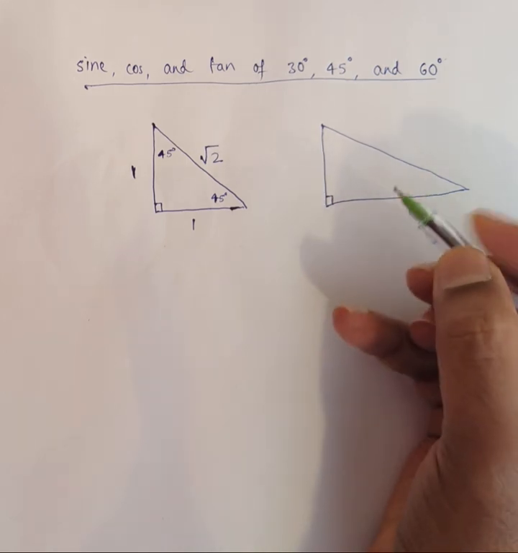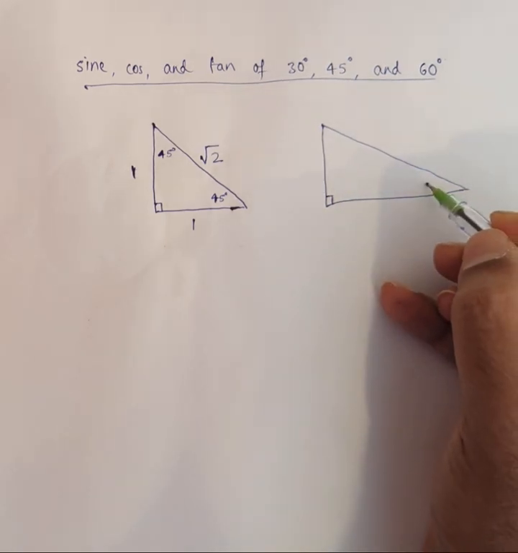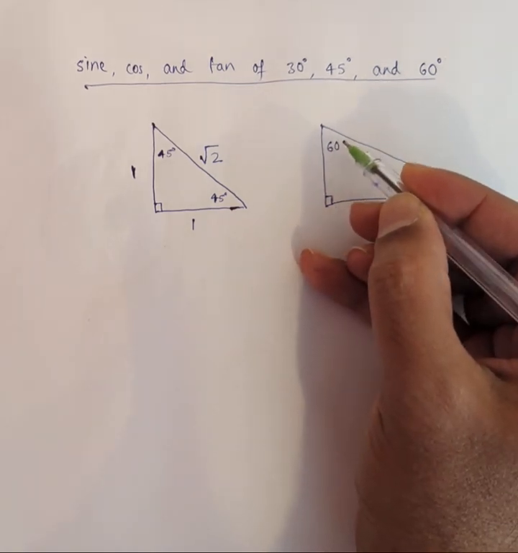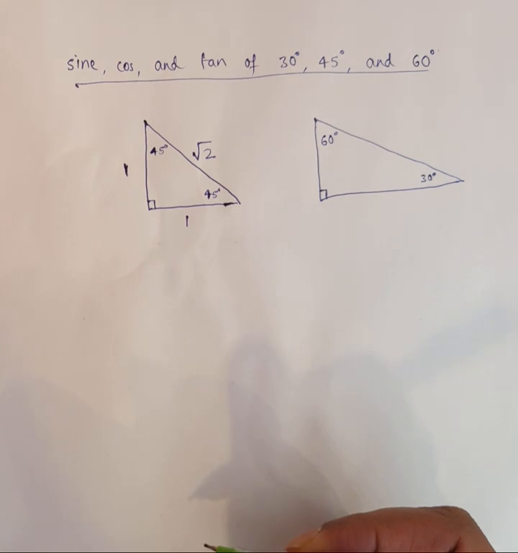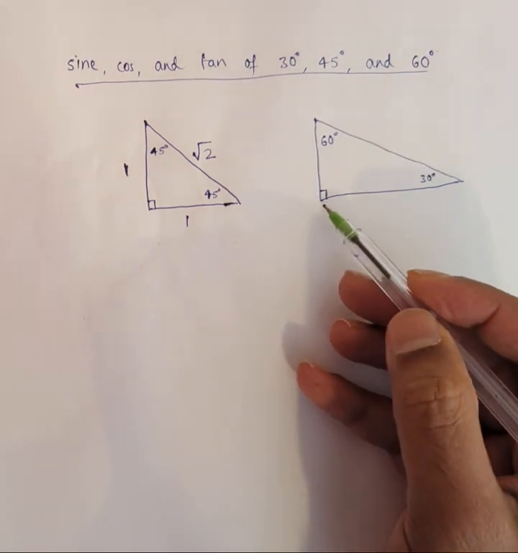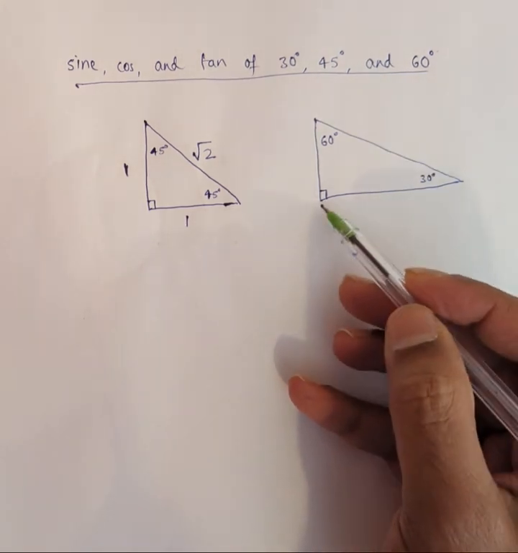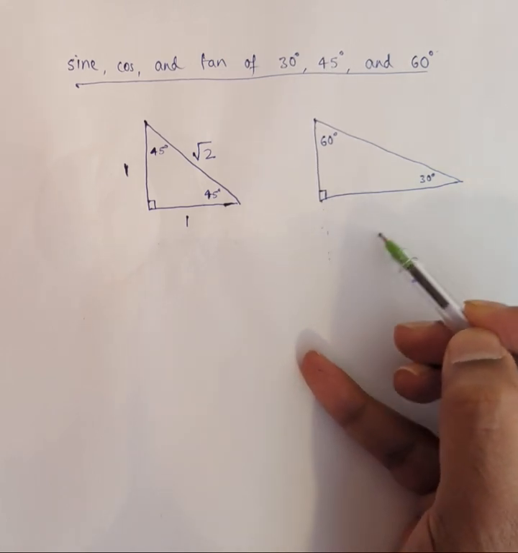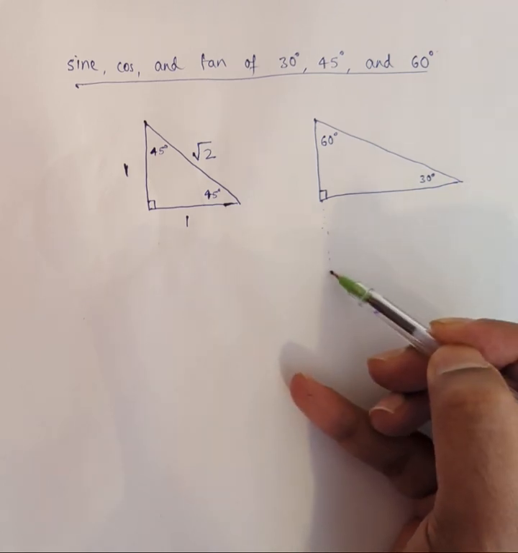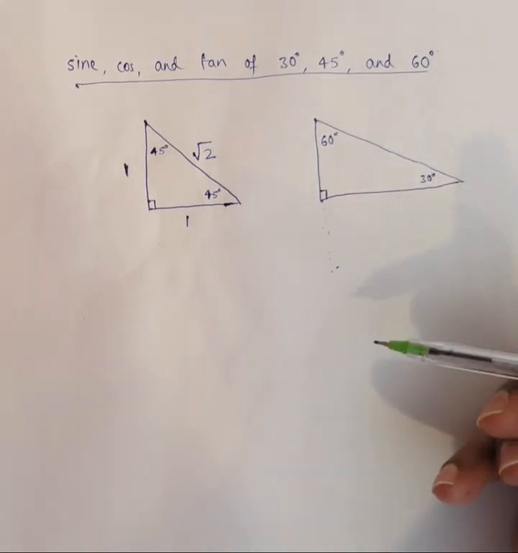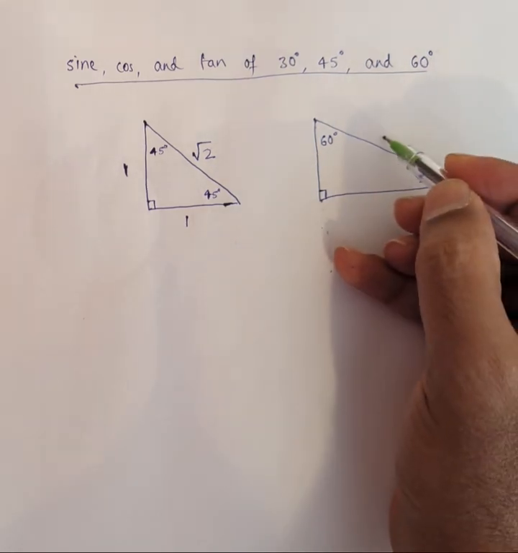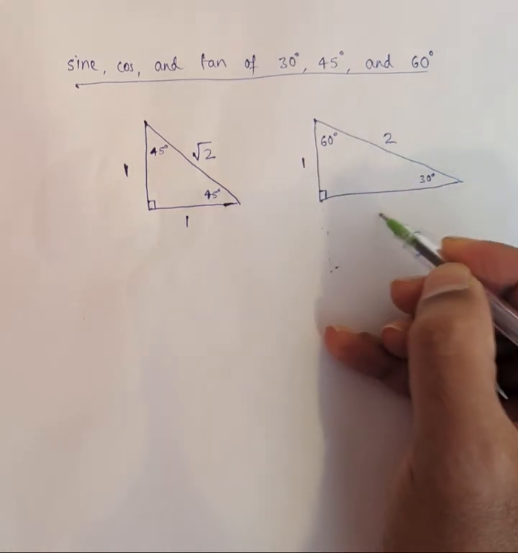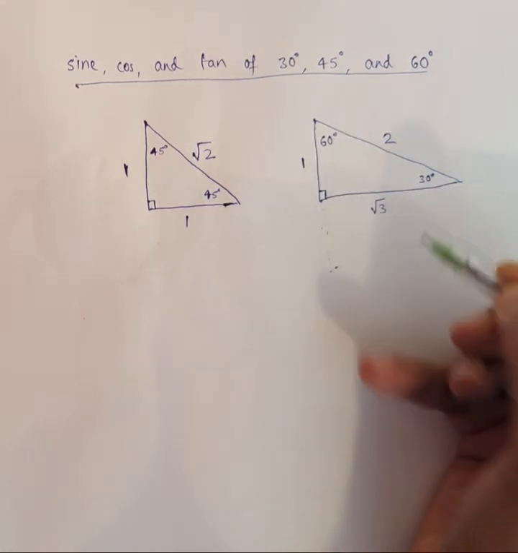So it's not isosceles anymore. One angle is small, so this small angle is 30 degrees. Another acute angle is large, 60 degrees. And then we said that this actually happens to be half of an equilateral triangle. If you reflect this and join this to that, you can see that it's half of an equilateral triangle. So if the hypotenuse is 2, then the short leg is 1 and the long leg is root 3.